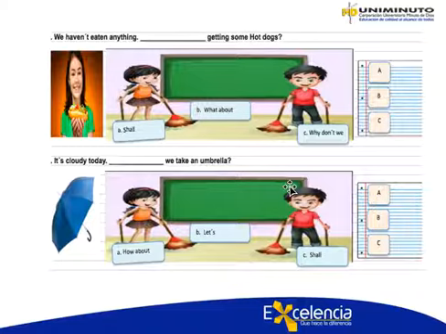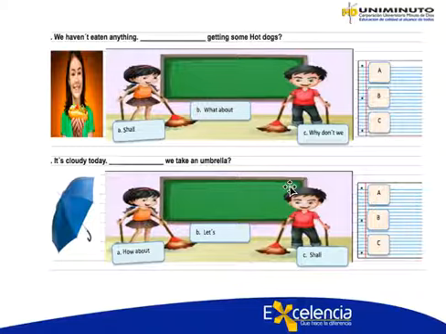So let's start. We haven't eaten anything. Getting some hot dogs. So what could be? Shall getting some hot dogs. Cuando utiliza shall, usualmente lo utilizamos para una invitación. Or shall we, lo utilizamos con shall we.